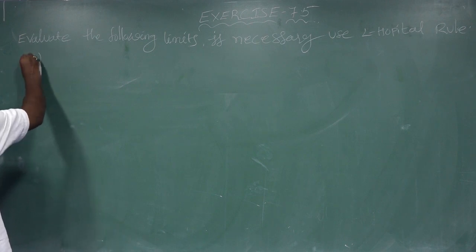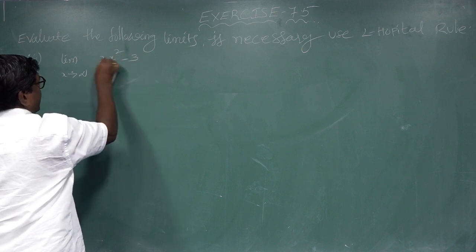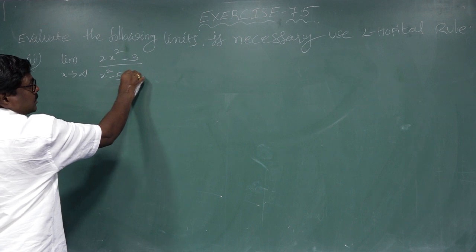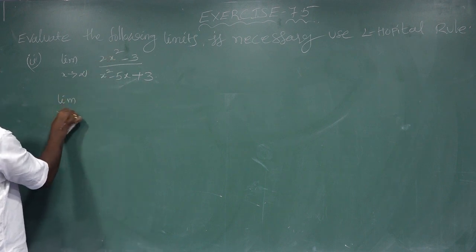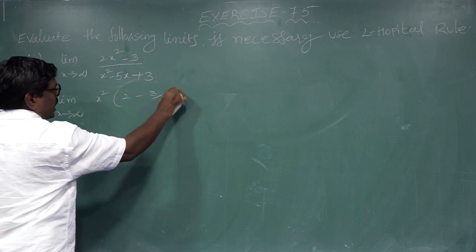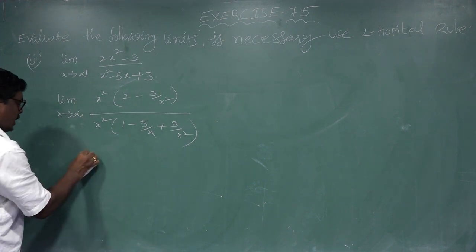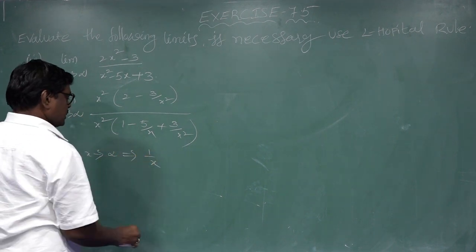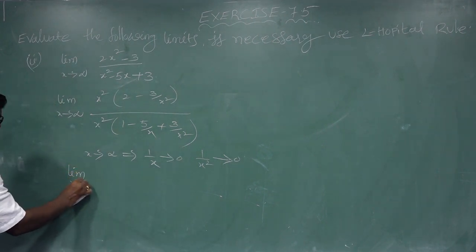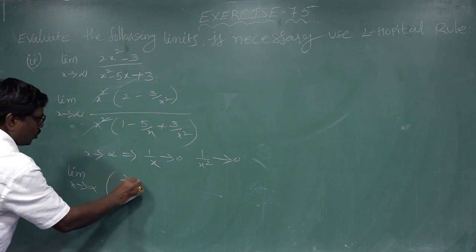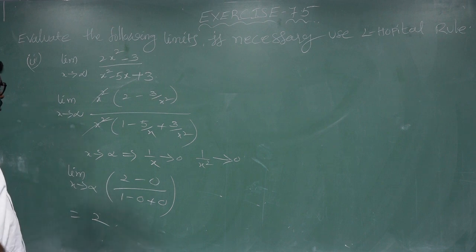Second problem. Limits: limit as x tends to infinity of (2x² − 3)/(x² − 5x + 3). Take x² common. Limit as x tends to infinity of x²(2 − 3/x²) over x²(1 − 5/x + 3/x²). As x tends to infinity, 1/x tends to 0 and 1/x² tends to 0. The x² cancels, giving (2 − 0)/(1 − 0 + 0), which is equal to 2. This is the answer.